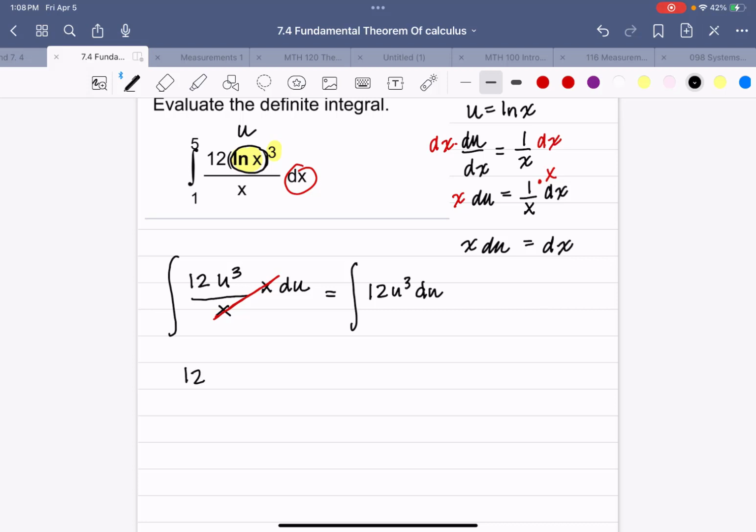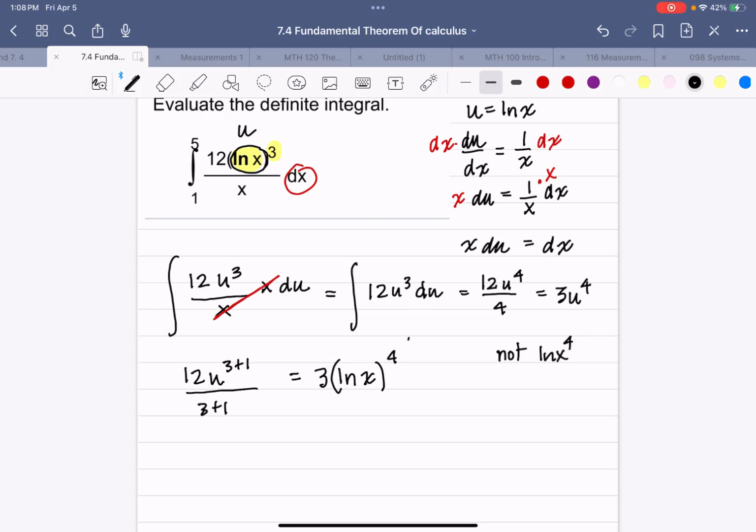So 12u to the 3 plus 1 divided by 3 plus 1 gives me 12u to the fourth over 4, and that reduces to 3u to the fourth. Now we've got to go back in. Instead of our u, we've got to do 3 natural log of x, and look, the whole thing is to the fourth. The u was the natural log of x. It's the base, so it's not natural log of x to the fourth. So be really careful. You've got to have those parentheses.